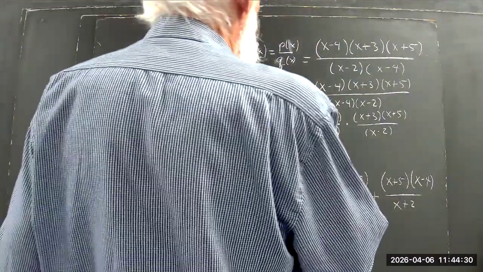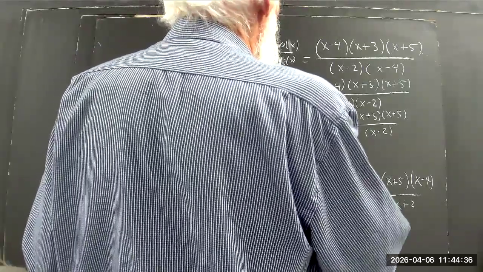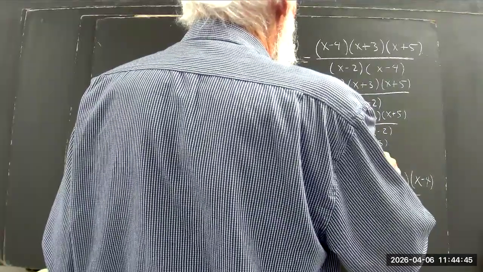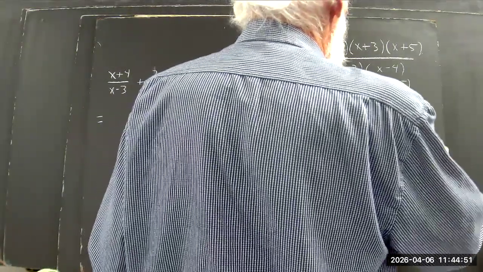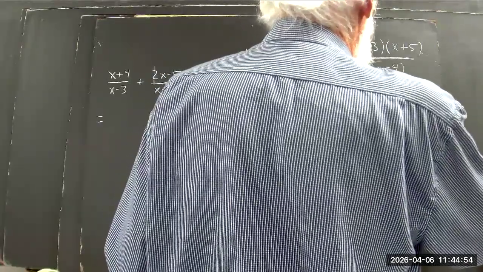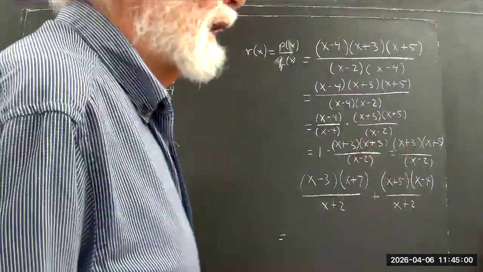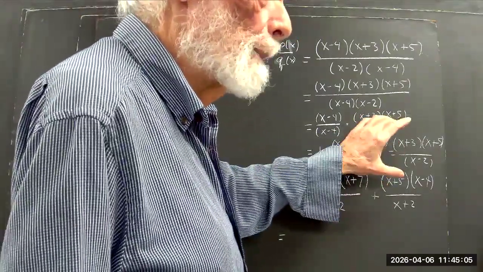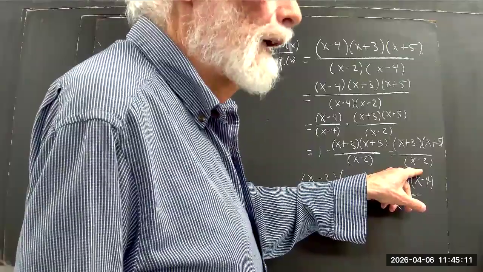work. Okay, well then, x minus 4 over x minus 4 is just 1. We multiply that by x plus 3 times x plus 5 over x minus 2. And that just comes out x plus 3 times x plus 5 over x minus 2. There are no other common factors in these expressions. Between the numerator and the denominator, there are no common factors. So this is the simplest possible form of the factored polynomial.